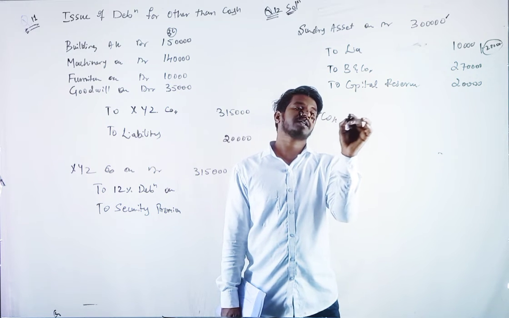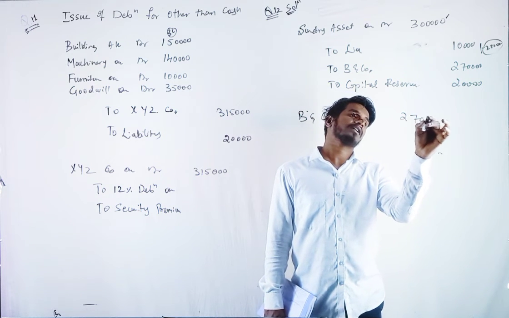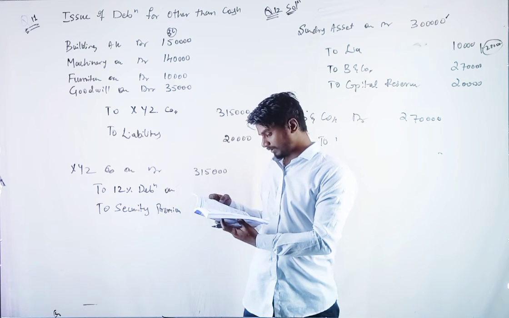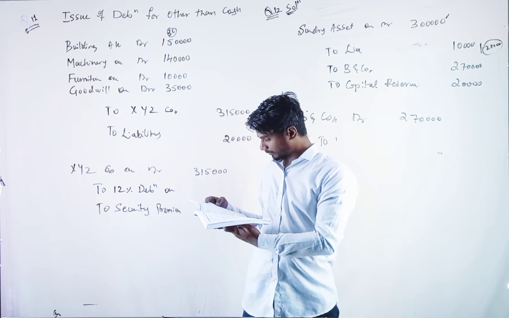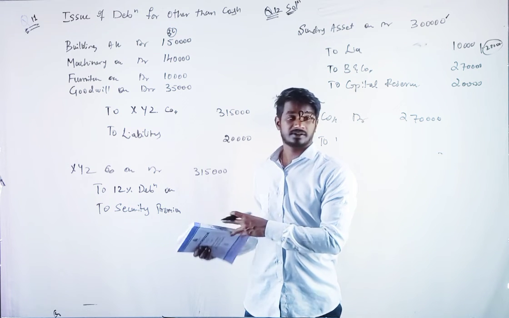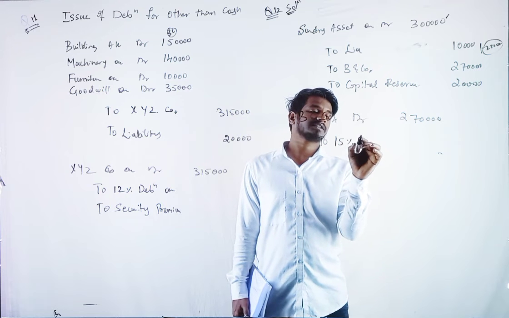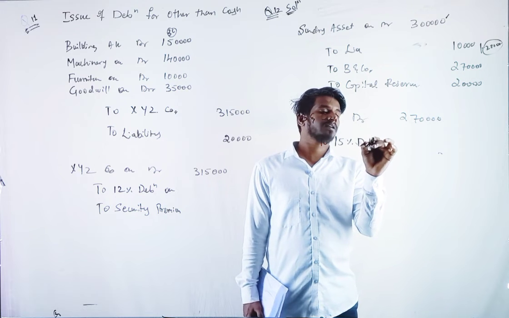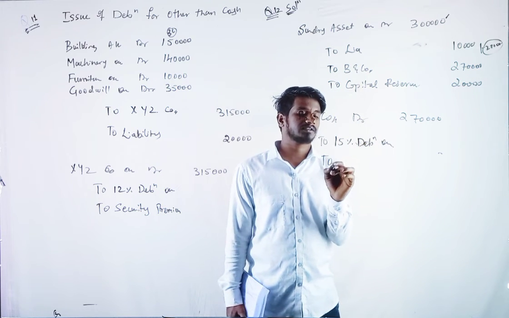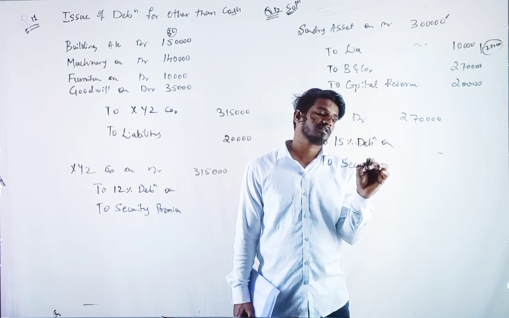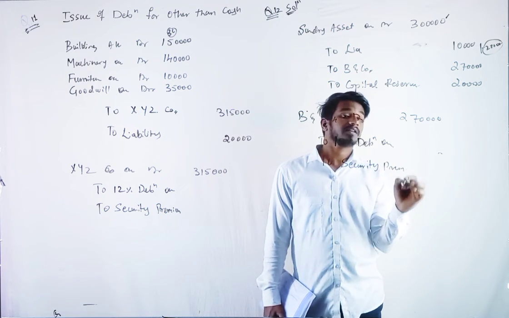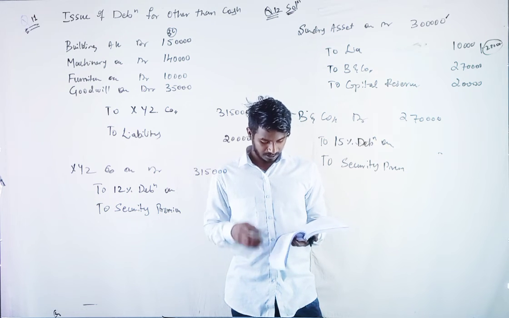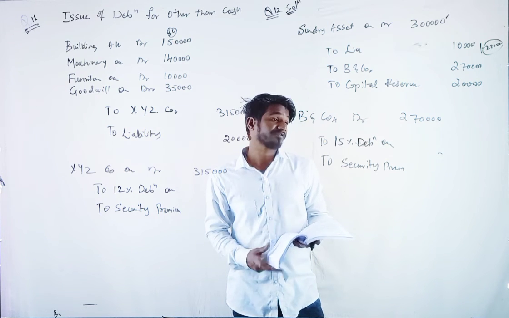And the next entry will be B and Company debit 2,70,000 to 15% debenture account. They have given security premium. How much have they issued? They didn't give that information.